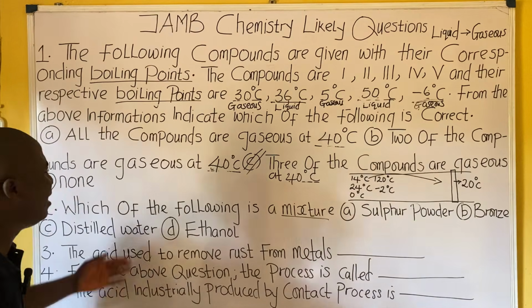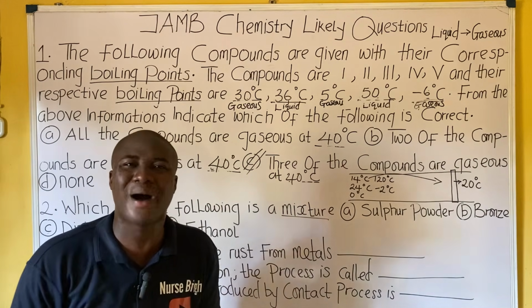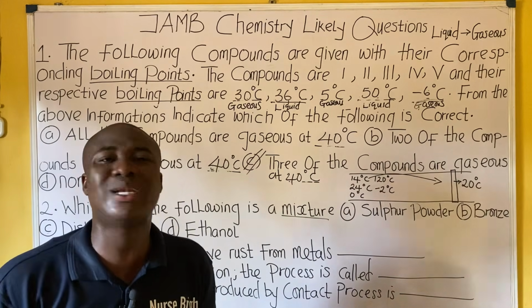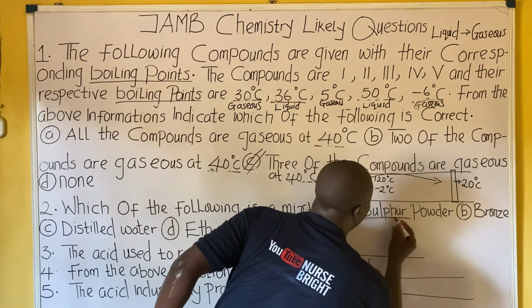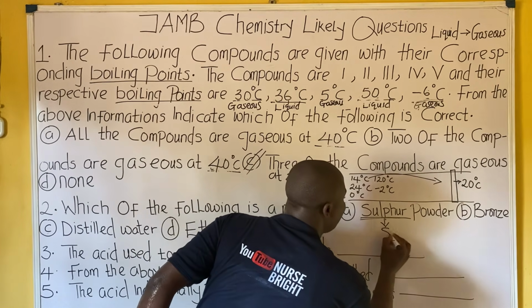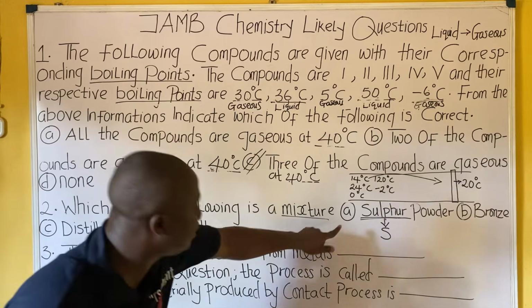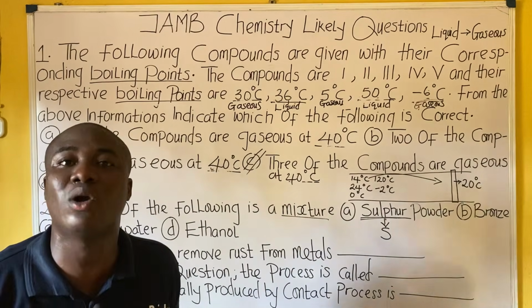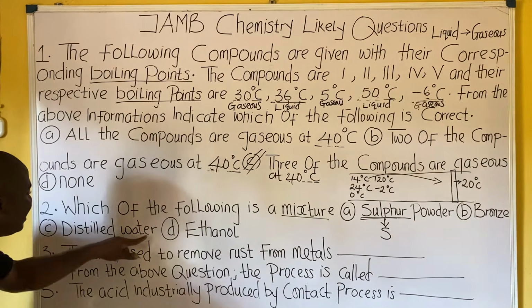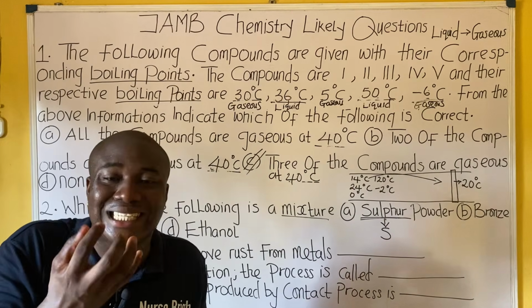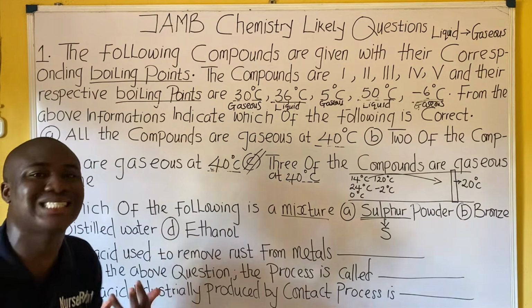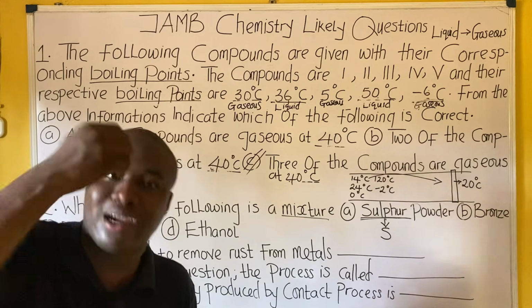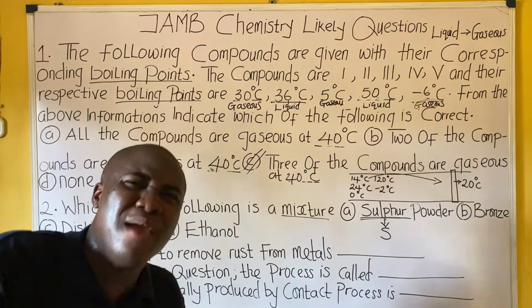Very simple. Then option A is sulfur powder. Sulfur powder is not a mixture. It's still an element, because you can see that sulfur is an element, and sulfur being an element is symbolized as S. So this is an element, not a mixture. You can't call it a mixture. Option C, distilled water. Water itself is a compound. It's not a mixture. Option D, ethanol. Ethanol is a compound. It is not a mixture.